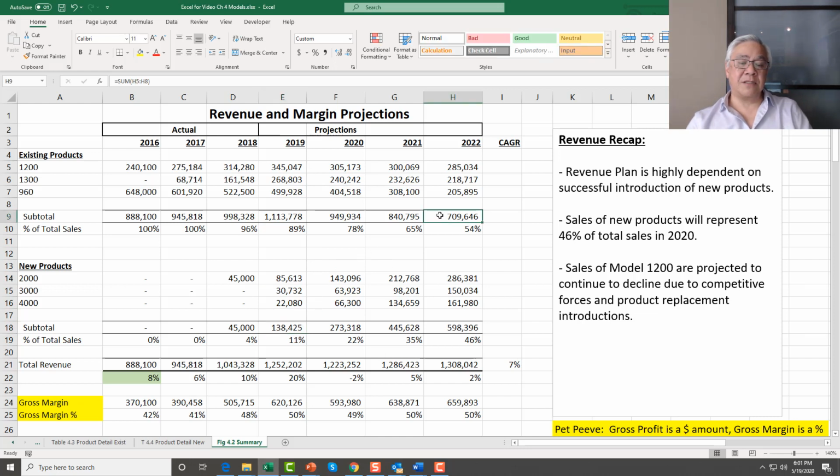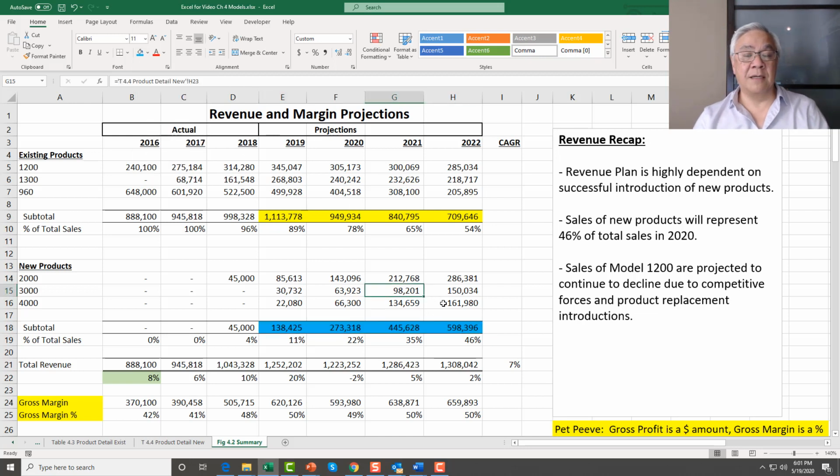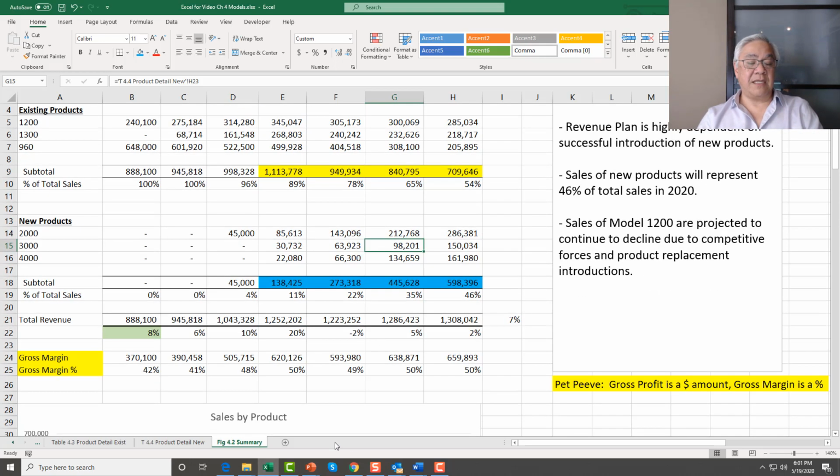But look at what happens over time. Over time, we're going to see a substantial drop off in the existing products, and we're going to see, or hope to see, a substantial increase in the growth of the new products. So this is the first major outcome: we're seeing the sales mix. We did these independently, but now we're putting them together. Also, we see these very important metrics of the gross margin.